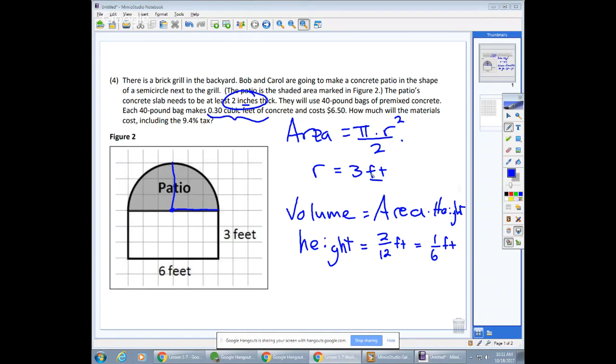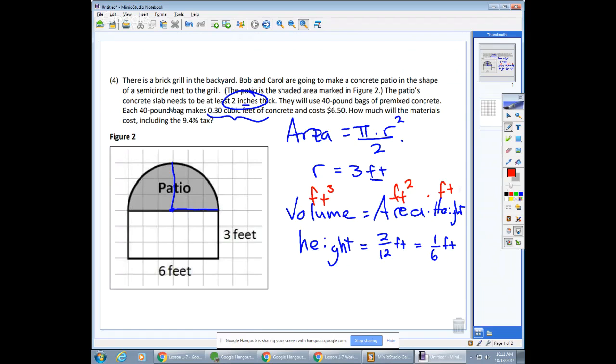No, volume is feet squared times feet. Area is feet squared, right? So that's cubic feet. So area is feet squared, height is feet, so volume must be cubic feet. Nope.